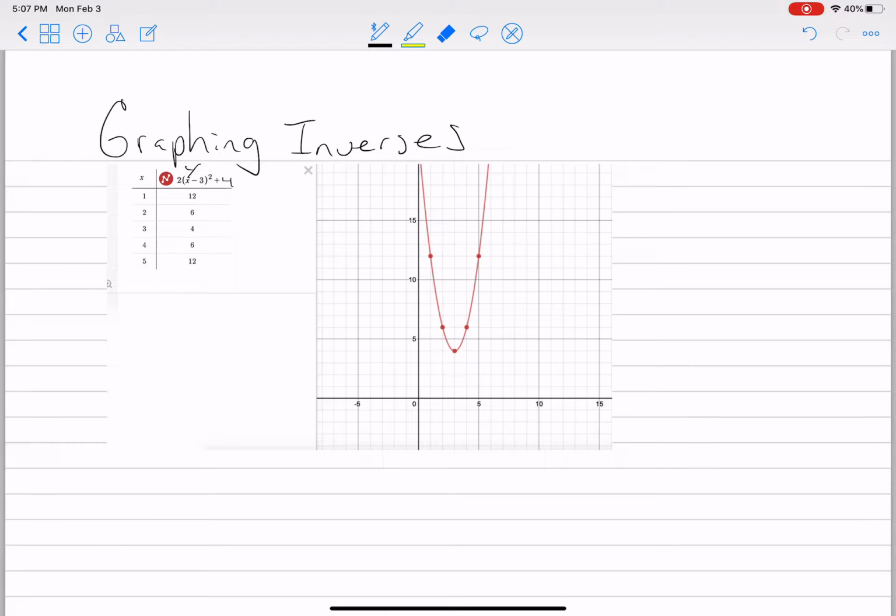Graphing inverses. Boom, we got a graph right here. We have our equation right here, which is basically the equation f of x equals 2x minus 3 squared plus 4. And we need to graph this inverse. Please write down that table of f of x, write down this table right here, and then please draw this graph on your graph paper in your notebook. Okay? And you should be able to see all of these points very clearly.